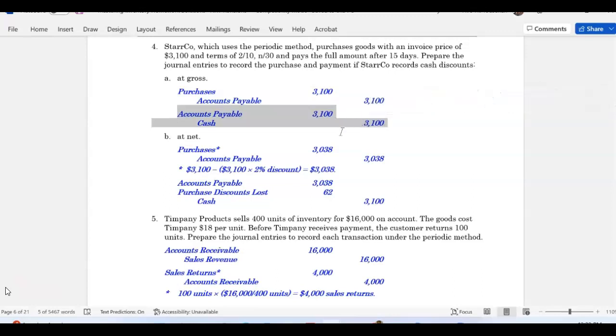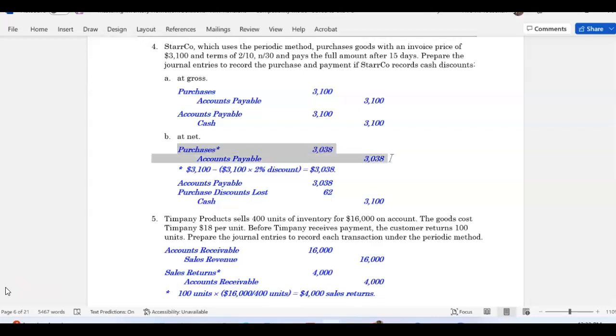Okay? Now imagine you do the net method. In the net method, first of all, you are sure that you're going to pay within the terms of 10 days. However, you don't, right? In this case, you messed up. So you forgot to pay in 10 days and it gets a little bit complicated. So if you do the net method, you say the net amount, including the discount, that I'm going to pay within 10 days is $3,038, which is $3,100 minus 2%. That's a debit. And accounts payable will be credit.